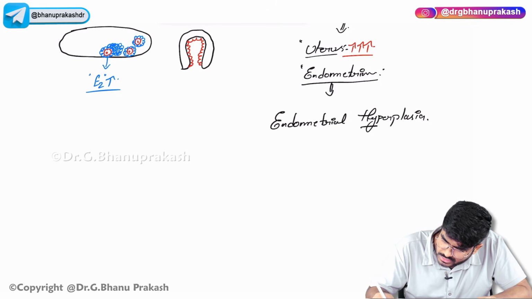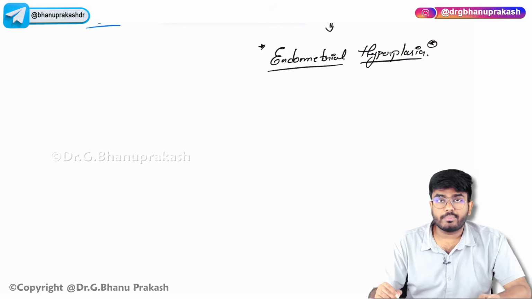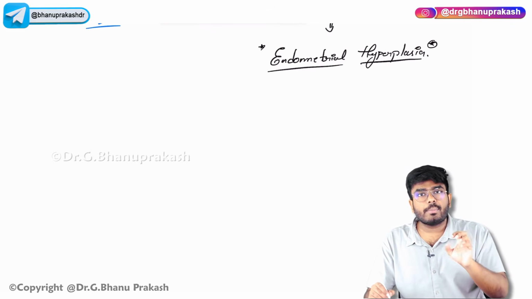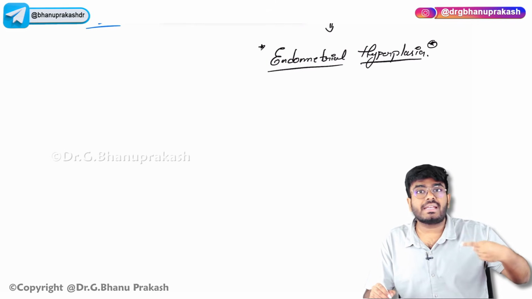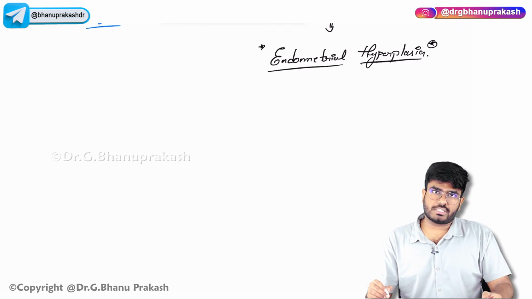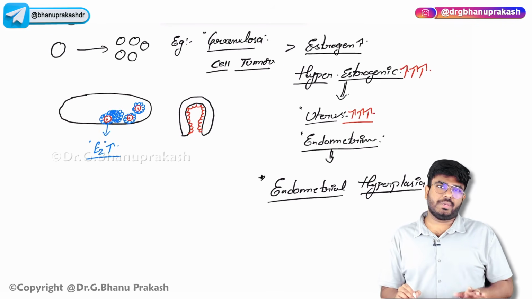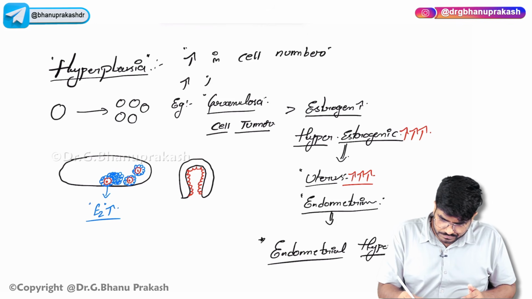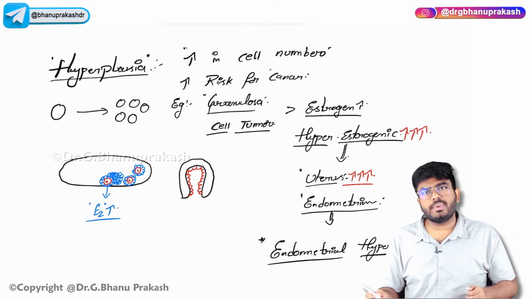This endometrial hyperplasia is actually a precancerous stage, because there is so much stimulation coming. First there will be endometrial hyperplasia. Later, this endometrial hyperplasia can even turn into cancer. Generally speaking, hyperplasia increases the risk of cancer. It is considered a precancerous stage.